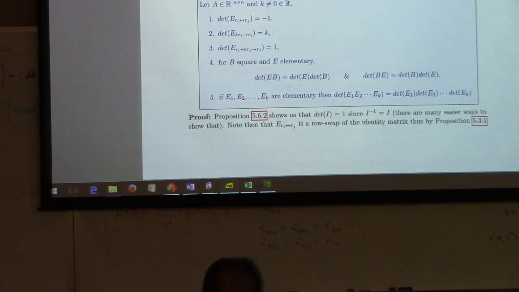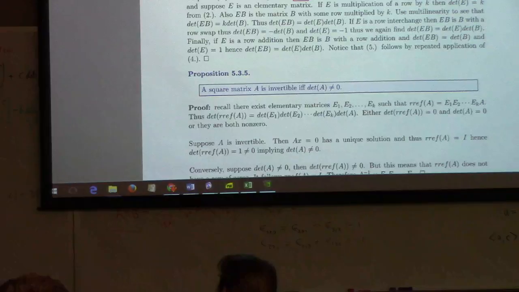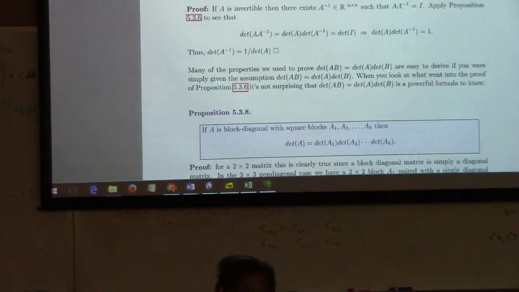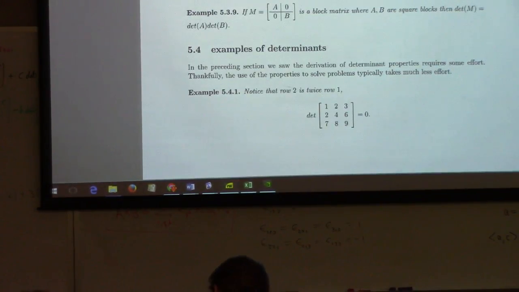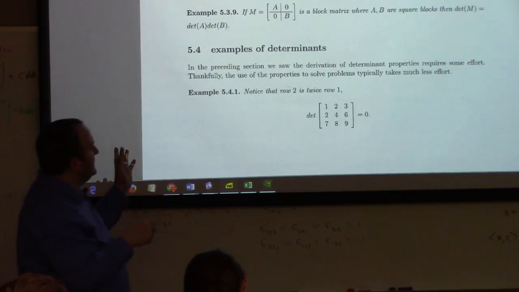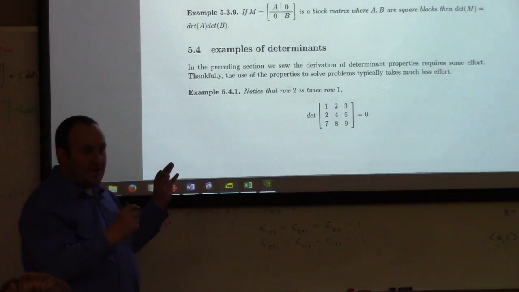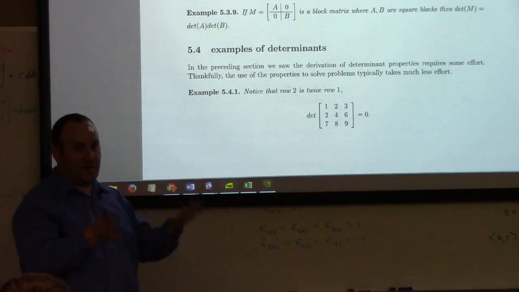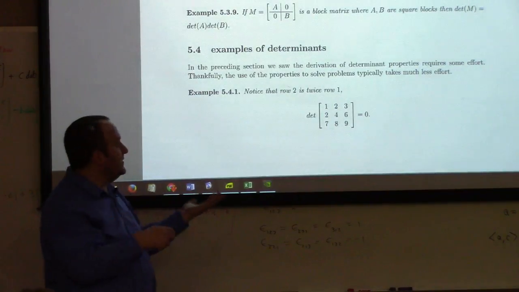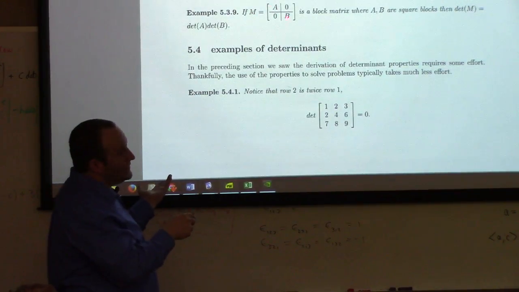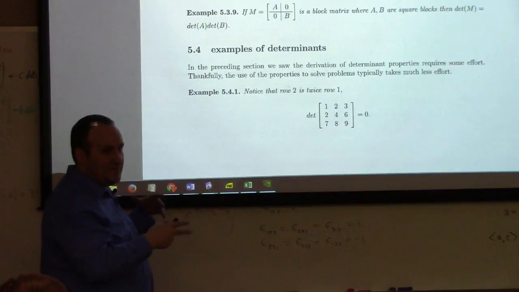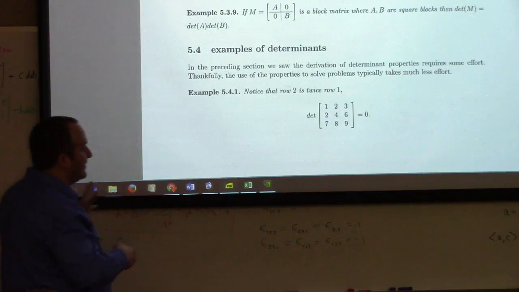The other fun fact: the determinant of a diagonal matrix is the product of the diagonals. The determinant of a triangular matrix is also the product of the diagonals. If you have a block matrix, this is important. The determinant of a block diagonal matrix is the product of the determinants of the blocks. So simple. Like the determinant of M is the determinant of A times the determinant of B. This is very, very simplifying, right?